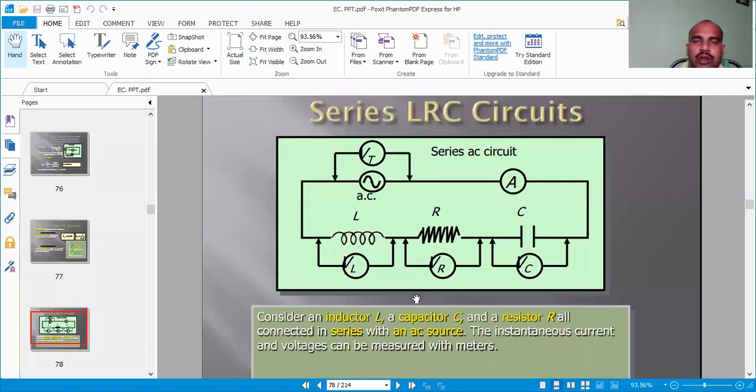Okay, good morning. Today we are going to discuss the analysis of single phase AC series circuits, the R, L and C. Consider the circuit consisting of inductance, capacitance and resistance, all connected in series with an AC source. The source current and voltage can be measured with meters.